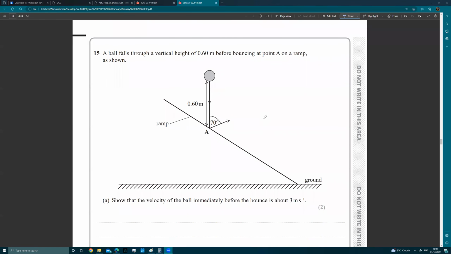So a ball throws a vertical height of 0.6 meters before bouncing at point A on a ramp, as shown. Show that... Yes, sir. Sir, I did this in class today. Yes, so you know how to do it then. Is it not the same method? Try do the same method that I told you. Okay, I'll try. Okay, sir.